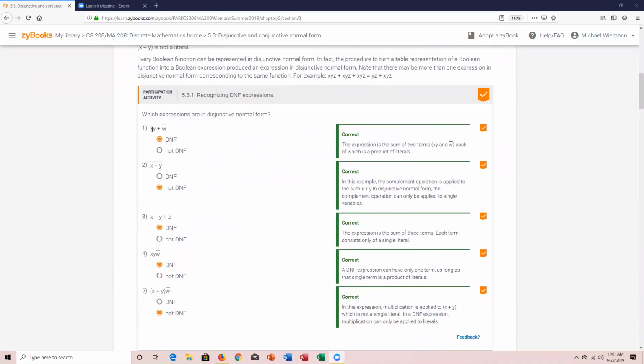The first one, group together XY, group together W naught. They're joined together by an OR. That is definitely disjunctive normal form. Number two, the bar is over the top of both X or Y. As written, this is not DNF. You could apply De Morgan's law to convert it to DNF. However, for this particular one, as written, you cannot complement or negate the entire expression that way. That is the culprit causing that one to not be DNF.